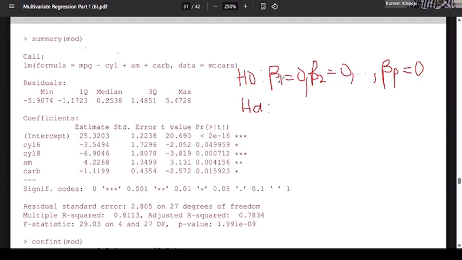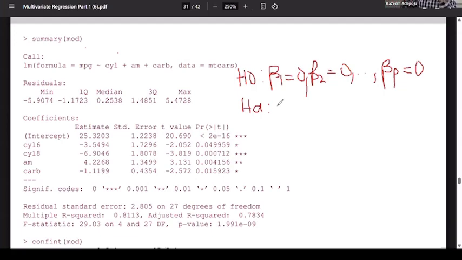Now, when beta 1, beta 2 up to beta p equal to 0, that H naught is only supporting an intercept model. I'm going to say that again. When beta 1 is 0, beta 2 is 0, up to beta p is 0, the H naught supports the intercept model, while the alternative supports the model with covariate. The H naught here means model without covariate, while the alternative hypothesis is model with covariate.